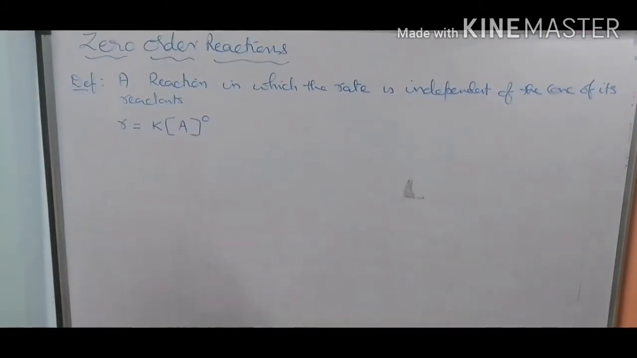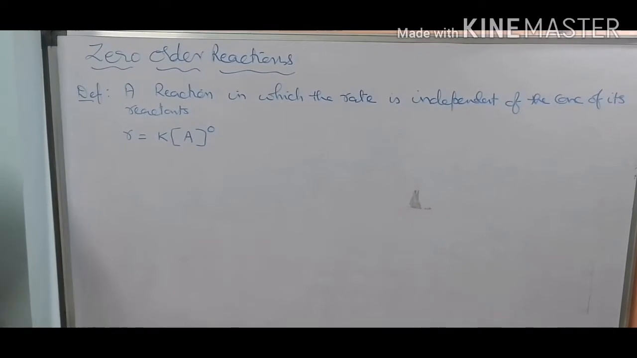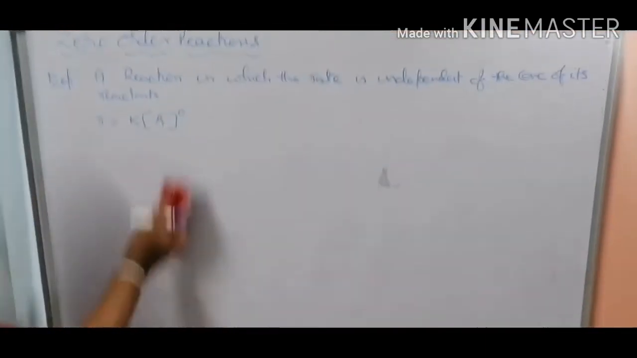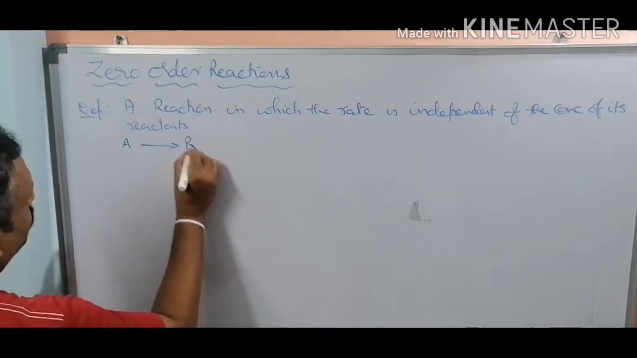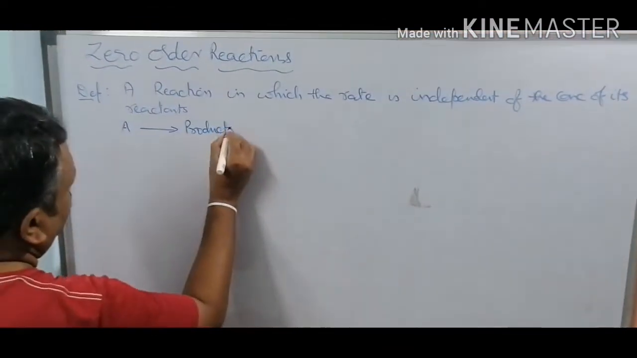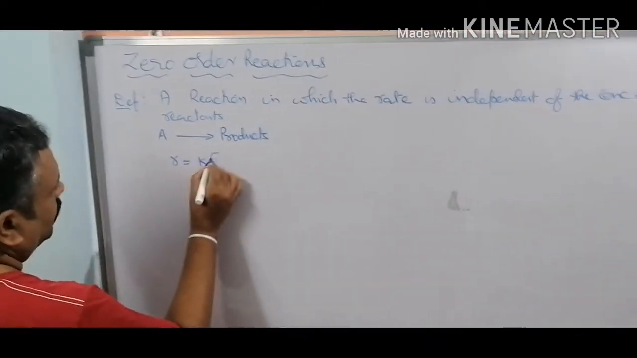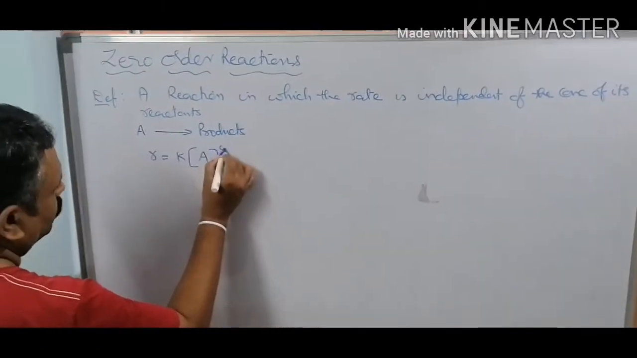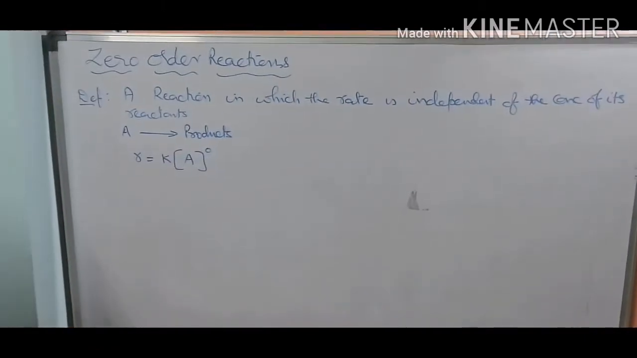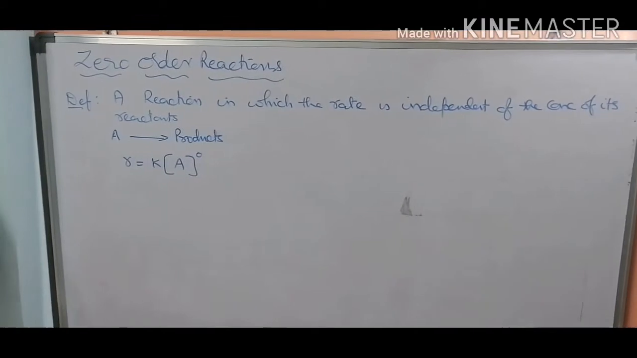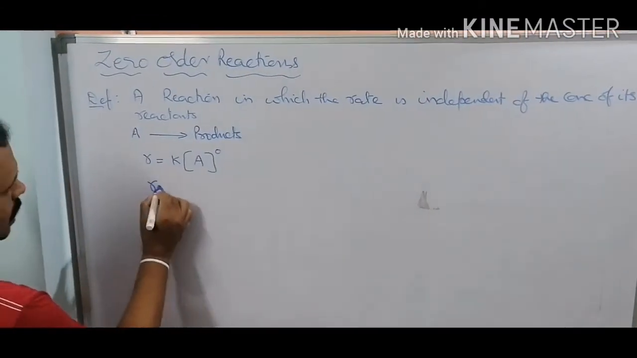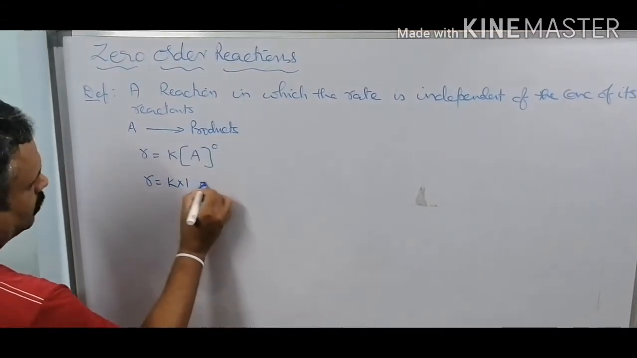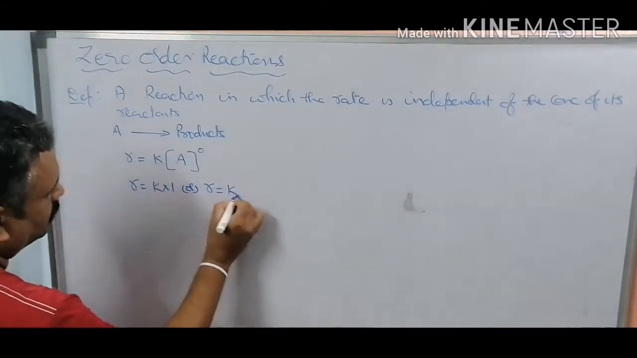So imagine that we considered a hypothetical reaction of A gives rise to products. Then basing on the above definition, we can write a rate law for this reaction as from experimental data R is equal to K into A to the power of 0. Remember, anything to the power of 0 is 1. So R is equal to K into 1, or the rate is a constant value.